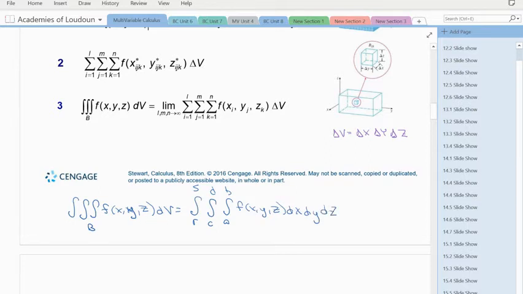The iterated integral on the right side of Fubini's theorem means we integrate first with respect to x, then we integrate with respect to y, and finally we integrate with respect to z. There are 5 other possible orders in which we can integrate, all of which will give the same value.